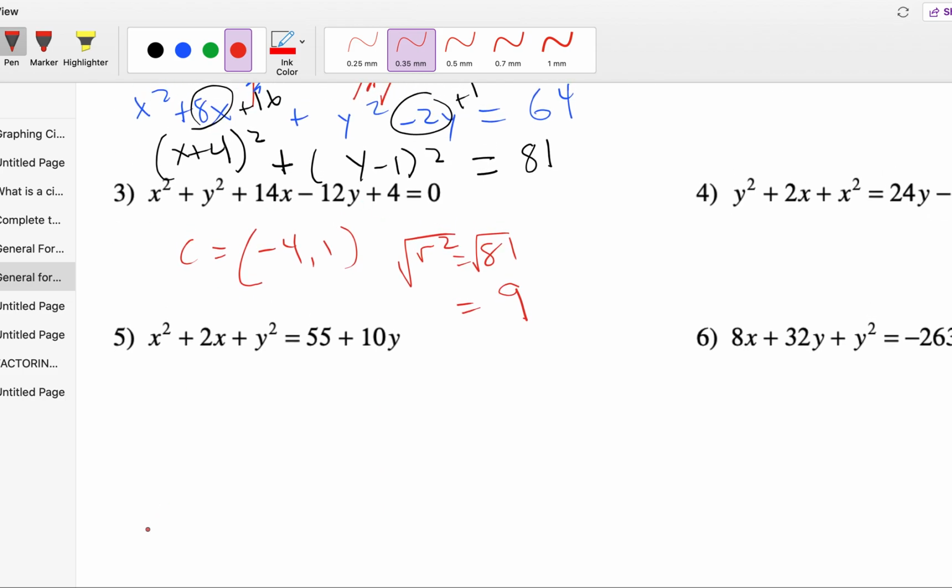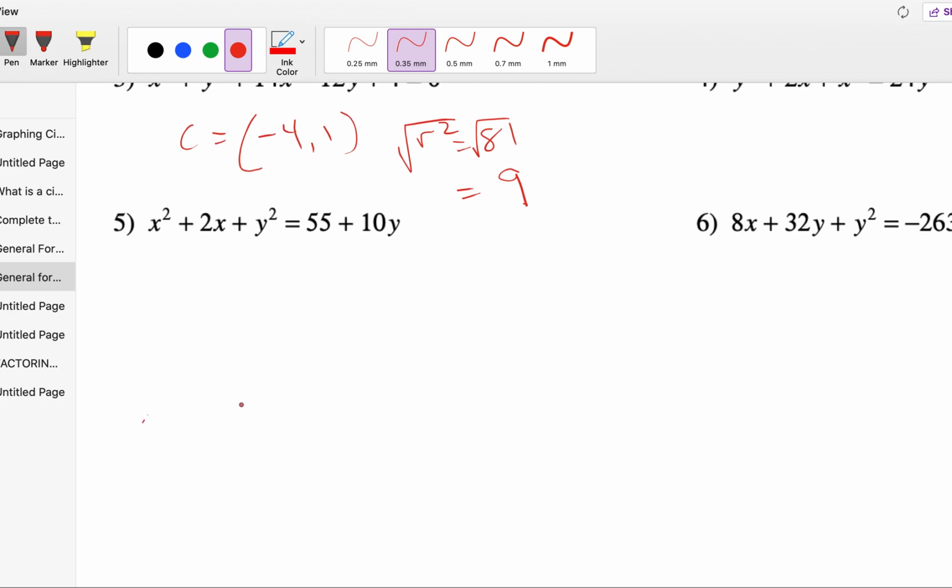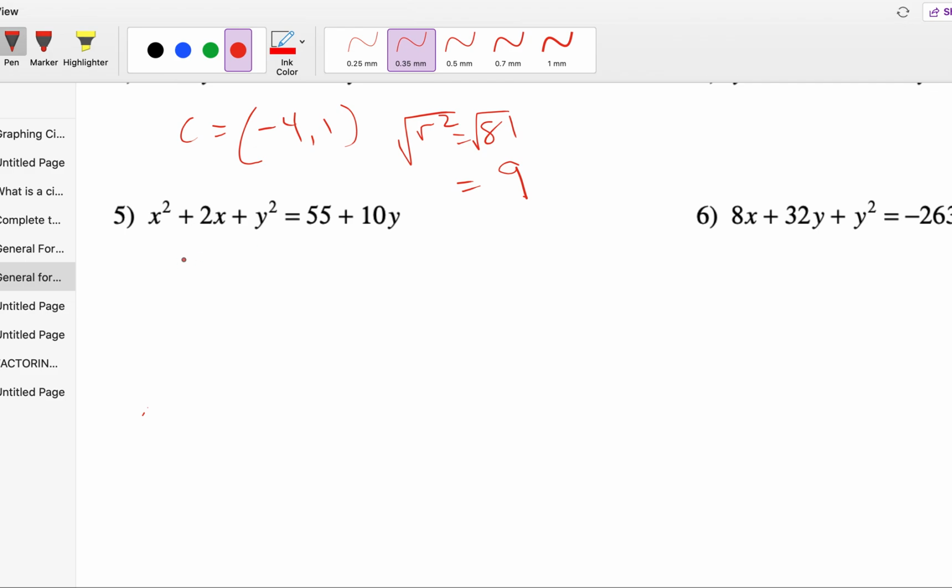Here we have x squared plus 2x. So that's in the correct order. We need to move over the 10y by subtracting negative 10y on both sides. So to organize, I have x squared plus 2x, I'll leave a space, we're going to add here something, plus y squared minus 10y, and a little space, equals 55.